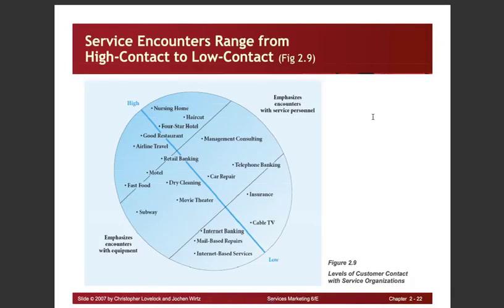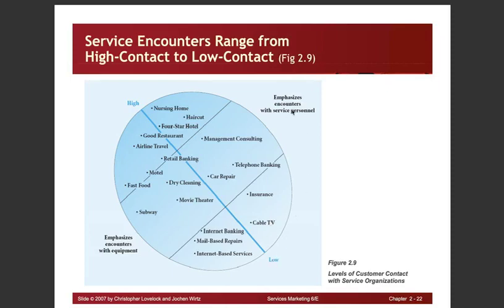So this is just an illustration, guys. This goes from high contact to low contact, and this one is emphasized on equipment, and this one is emphasized on service personnel, no equipment. So I have an example of cable TV. I think everyone knows cable TV, right? Cable TV, of course, is low contact, compared to, for example, a haircut. A haircut is high contact because you are there with the barber, with the staff, with the operators, right? But with cable TV you are at home, you enjoy it at home. There is no direct contact, so it is called low contact.